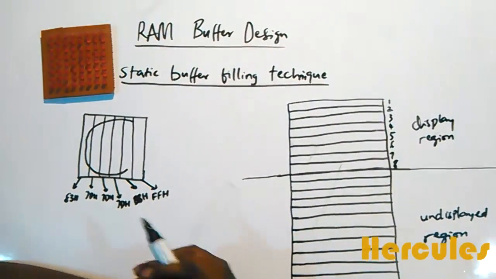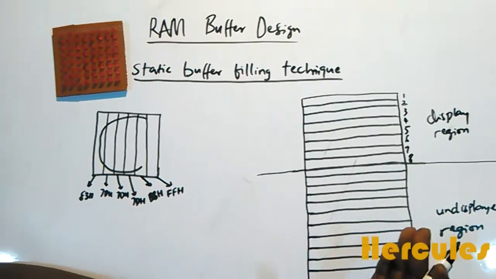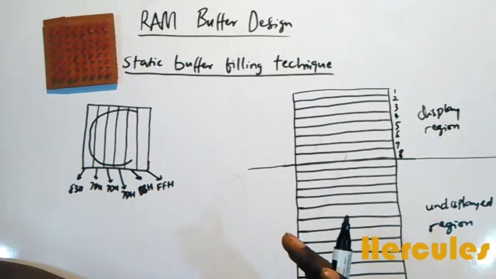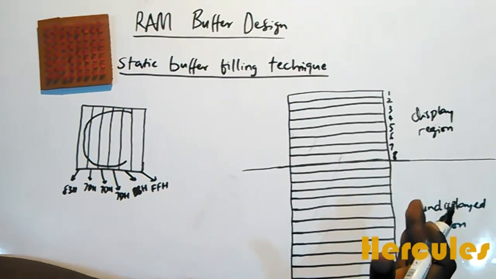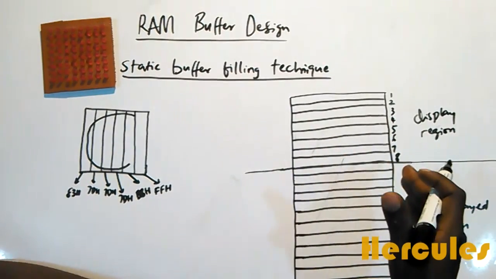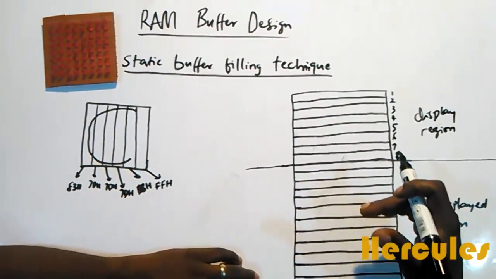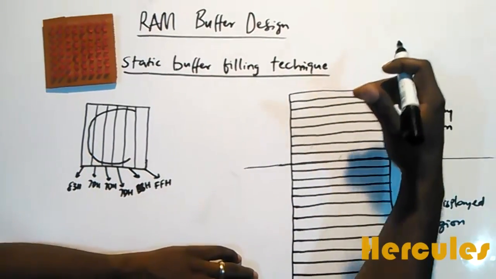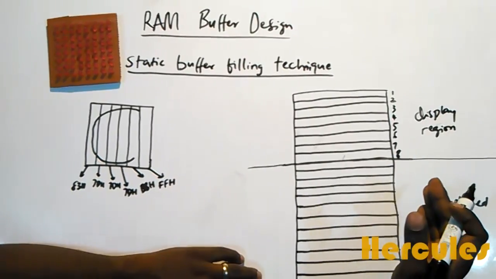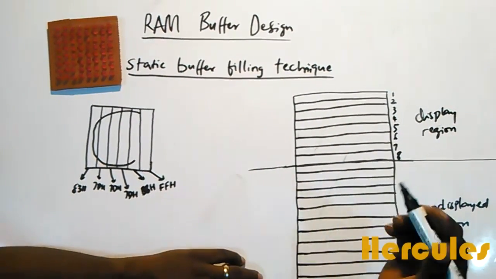So the whole idea of what we want to do next is to fill the undisplayed region with bytes of the C character, and we want to scroll or shift the bytes into the display region. This will give us the effect of the character C scrolling out. So what I'll do now is fill the display region with the bytes for the character C.